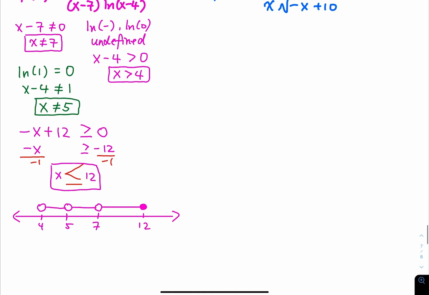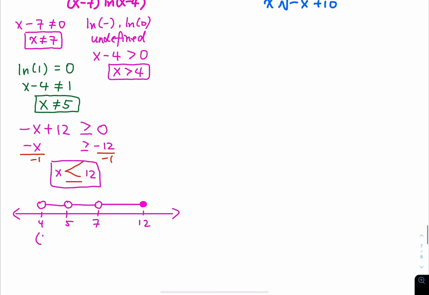Then can you tell me the interval? The first interval will be from 4 to 5, all parentheses, because not including 4, not including 5. And then from 5 to 7, also parentheses. And then from 7 to 12, we use a square bracket because x can be equal to 12. So this is the interval, and then this is the number line.